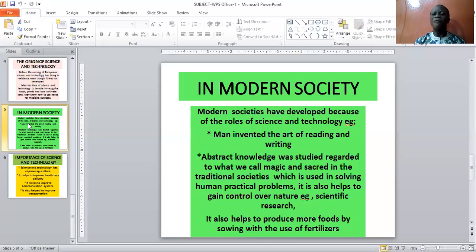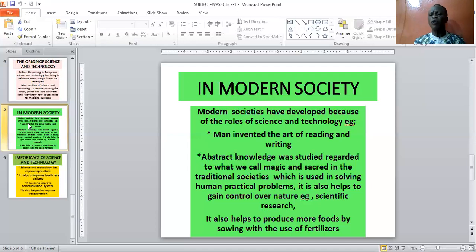During our forefathers' time, nobody could walk on water, apart from when Jesus Christ came to Peter to test his faith and walk on water. But now, we can travel by sea, by using boats, ships and other things. It is through the white men that viruses also came to Nigeria. That is, science and technology help us to solve our practical problems and to get control over nature.